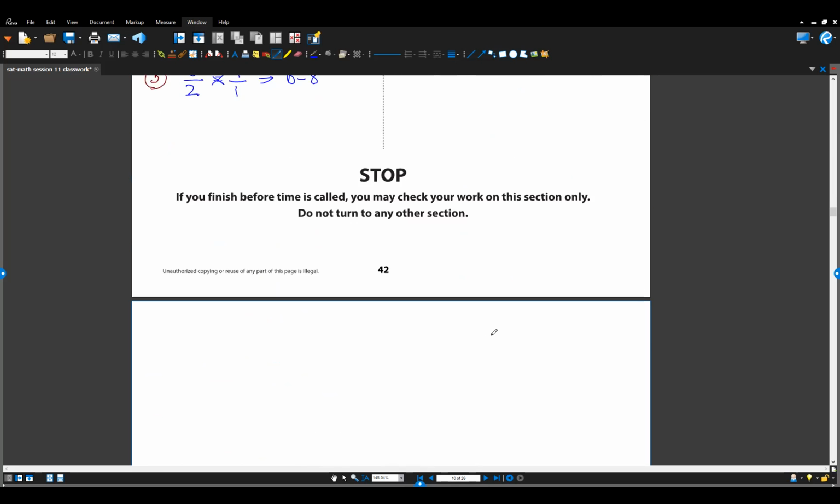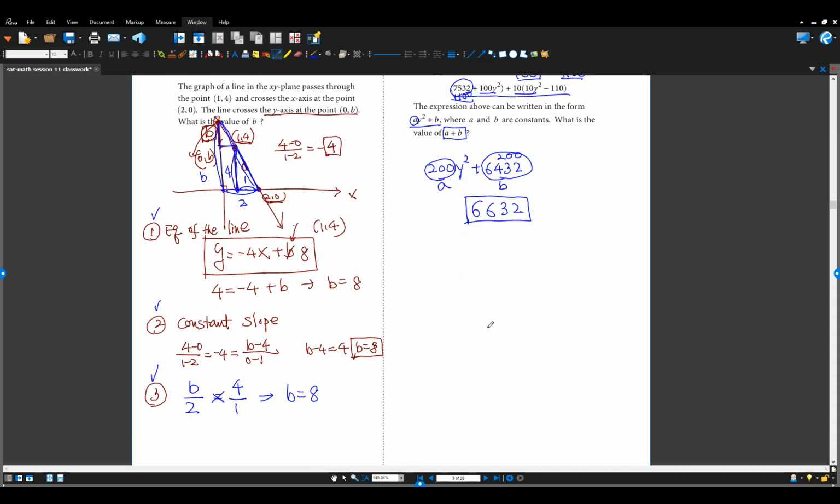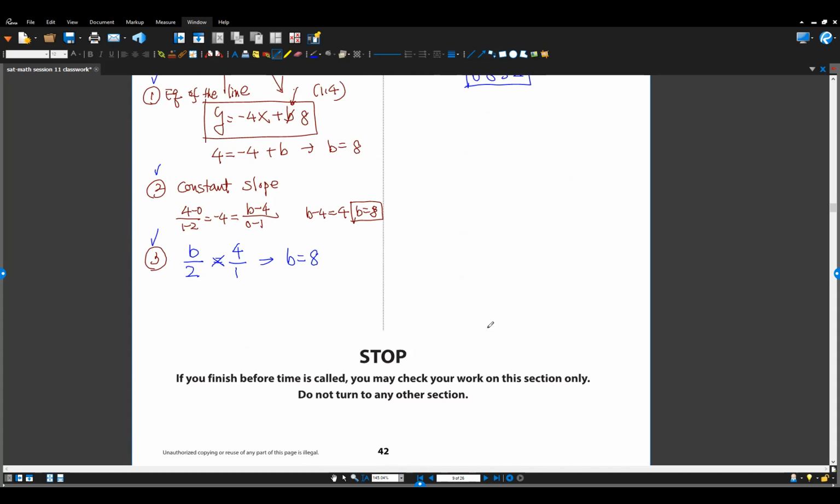Any questions on this section 3? It's okay. All right. That is not hard.